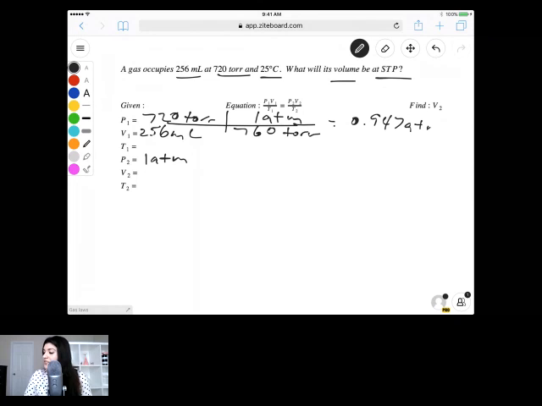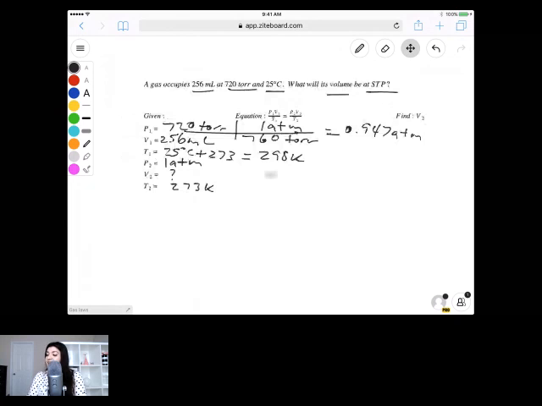0.947 atmospheres. And then we will also have, let's see, our T1 is also given. So that 25 degrees Celsius is given. Let's convert that to Kelvin. So add 273. We'll get 298 Kelvin. And then we have our T2. That's 273 Kelvin because that was our STP value. And then lastly, we're just solving for V2. So we'll plug in all these values into our combined gas law again and go from there.